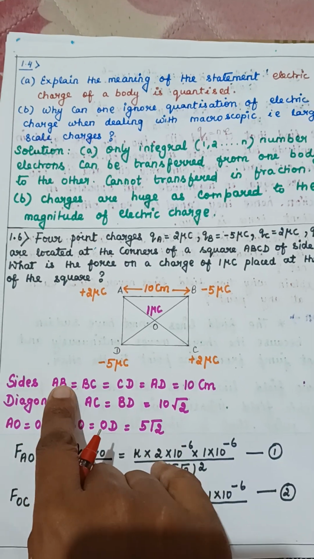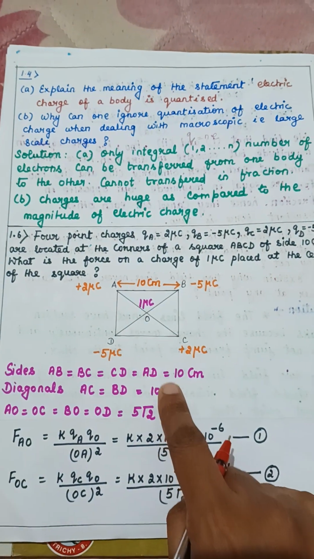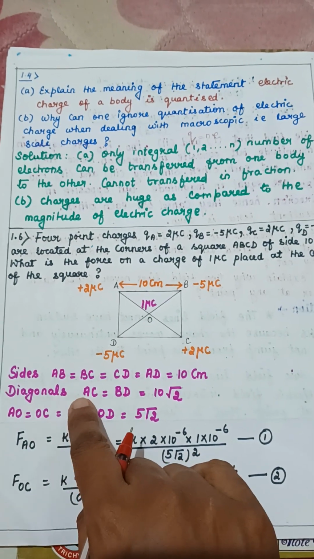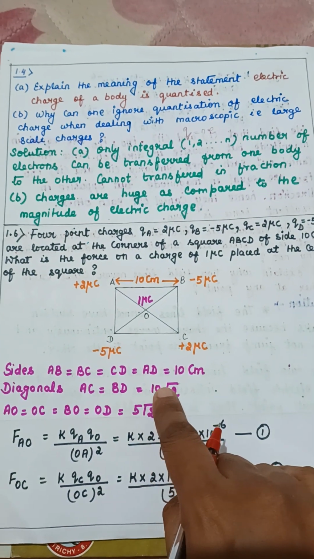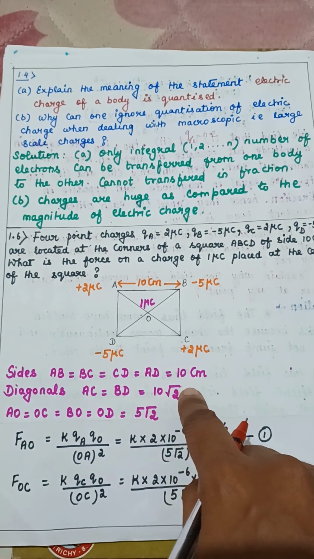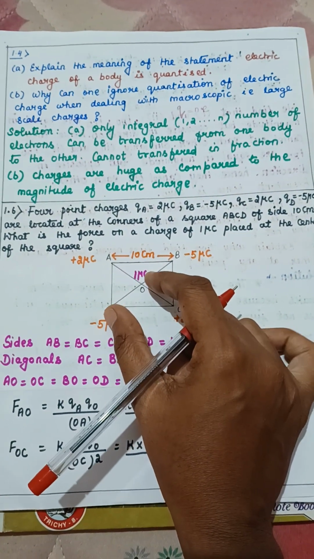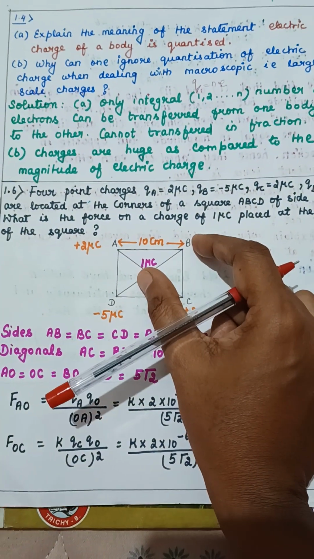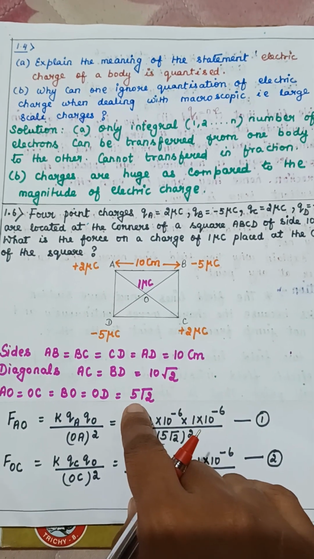Okay, so the sides AB, BC, CD, DA are equal to 10 centimeter, which is already given in the problem. Okay, and next is diagonals. Diagonals are AC and BD. Okay, and the diagonals are 10 root 2. So this we have to calculate using the diagonal formula, we have written 10 root 2. Next, if the diagonals are 10 root 2 then what about this part? That means OA, OC, OB and OD. So this is 5 root 2, that is 10 root 2 divided by 2.